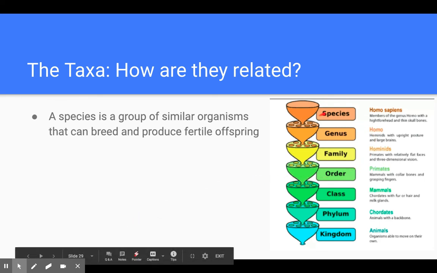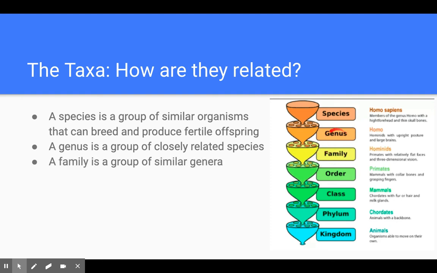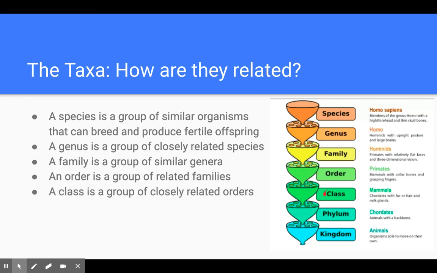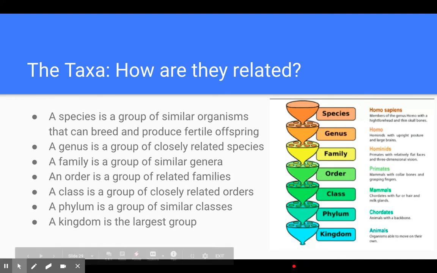A species up here, so this example is talking about Homo sapiens or humans. A species is a group of similar organisms that can breed and produce fertile offspring. Then we have a genus. So a genus is a group of closely related species. We have family, which is a group of a bunch of genera that are very similar. We have order, which is a group of related families. Then we have class, which is a group of related orders. Phylum is a group of similar classes. And kingdom is the largest group, which we learned about today. There are 6 kingdoms. And sometimes you might see even domain down here, which we know that there are 3 domains: bacteria, archaea, and eukarya.